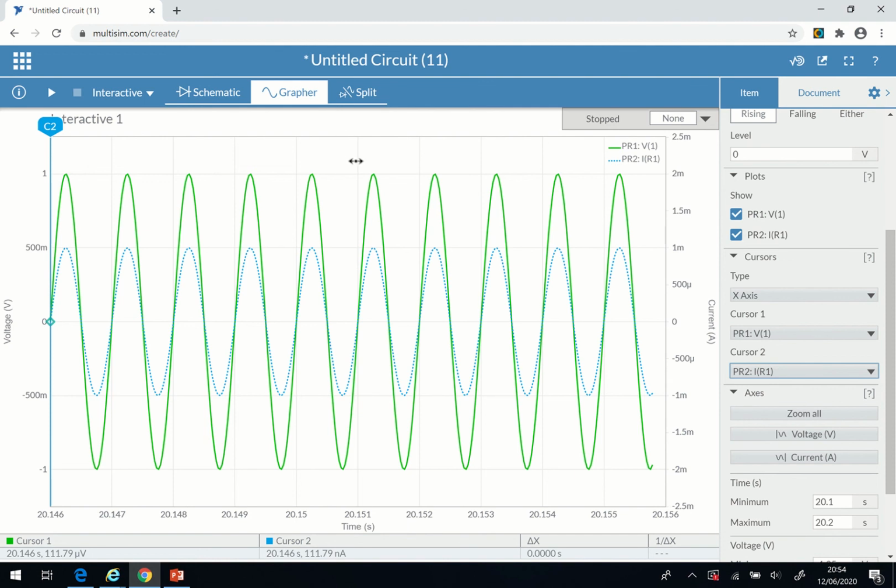So in short, in a purely resistive AC circuit, the current and the voltage rise and fall together, and there is no phase difference between them. There is no time difference or angular difference between the time that the voltage achieves its maximum or minimum and the time that the current achieves its maximum or minimum value.